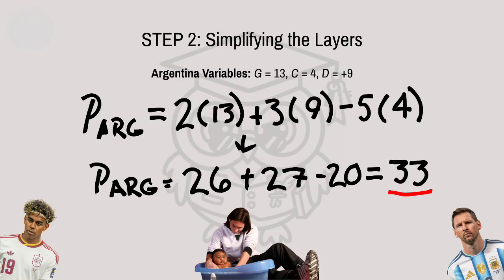Now let's substitute the variables for the defending world champions, Argentina. They have also hit 13 goals, but they have conceded 4 times throughout their run, giving them a goal difference of plus 9. Placed into our equation, 2 times 13 is 26, 3 times 9 is 27, and 5 times 4 is 20. Adding 26 and 27, then subtracting 20, gives Argentina a final performance rating of 33.